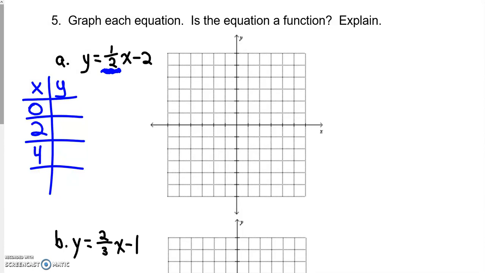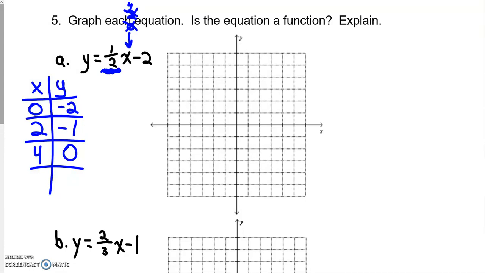And then when I substitute, a 0 here. I know half of 0 is 0, and 0 minus 2 is negative 2. And then I'm going to substitute in a 2. Half of 2 is 1, and 1 minus 2 is negative 1. And then I'm going to substitute in a 4. Half of 4 is 2, and 2 minus 2 is 0.